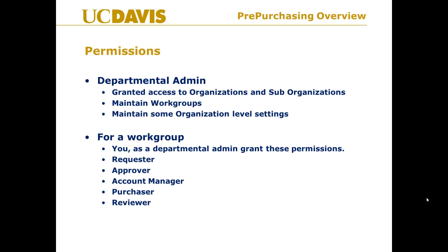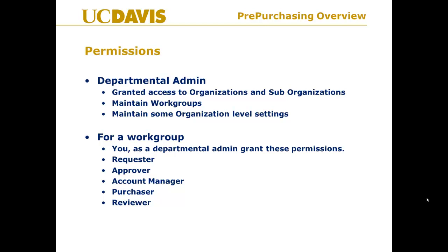So permissions, there are two main types of permissions. There's departmental admin and permissions for work group. The departmental admin permissions are what you're here to learn about, to get yourself. They grant you access to organizations and sub-organizations. They allow you to maintain work groups and maintain some organization level settings.